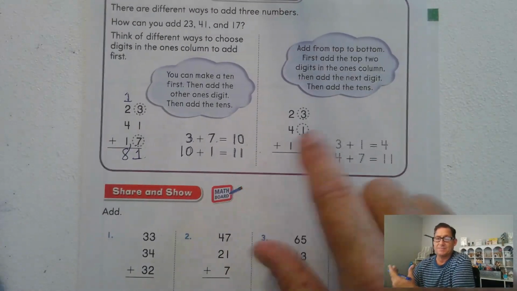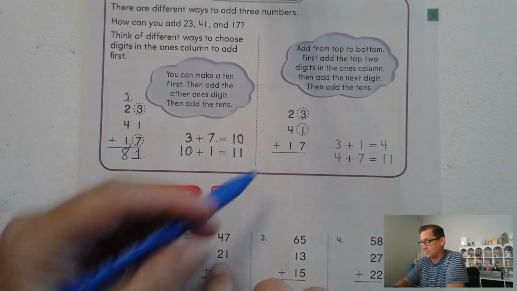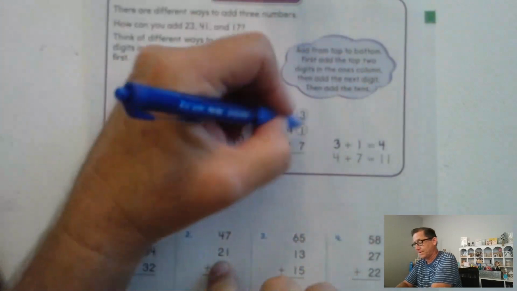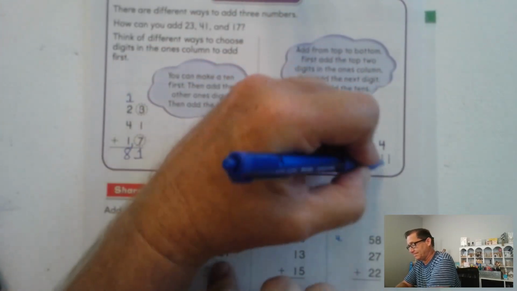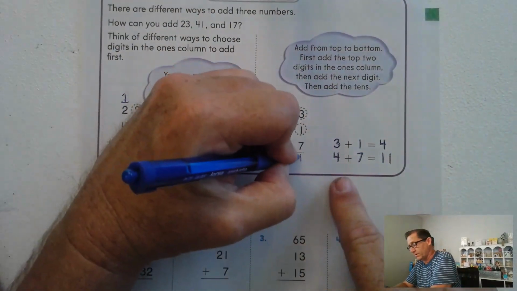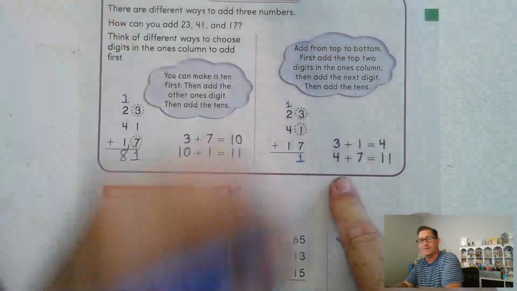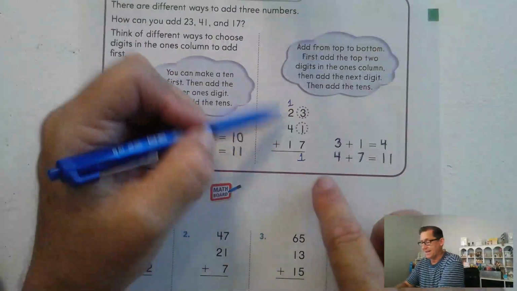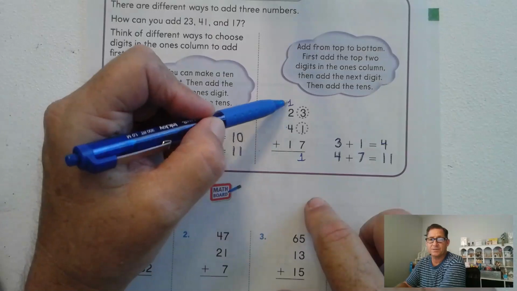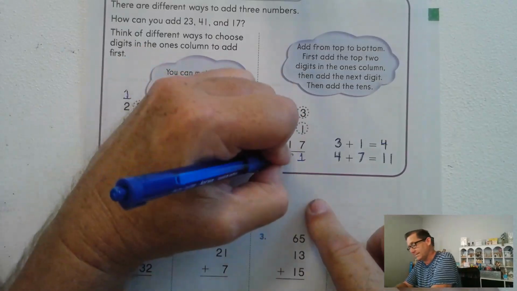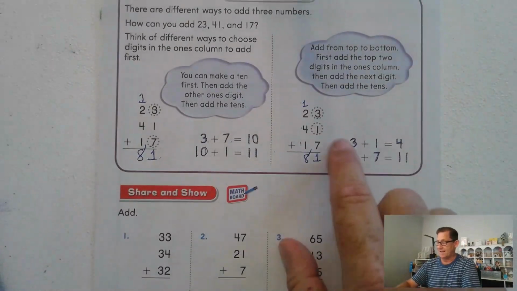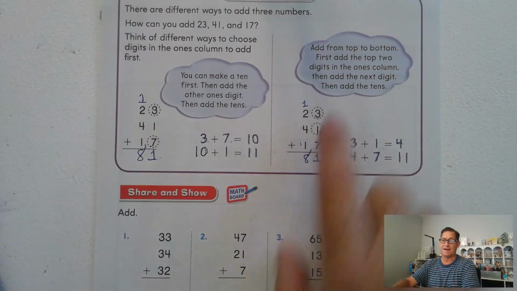Sure. Again, it doesn't matter which two addends we add first. So 3 and 1 is 4. And then we'd have to add 7. But we still get 11 ones. So we're going to regroup the 11 ones as 1 ten and 1 one, and then add the tens. Okay, this time I'm going to go 4 plus 2 is 6, plus 1 is 7, plus 1 is 8. Okay. Could you have added 7 and 1 first and then added 3?